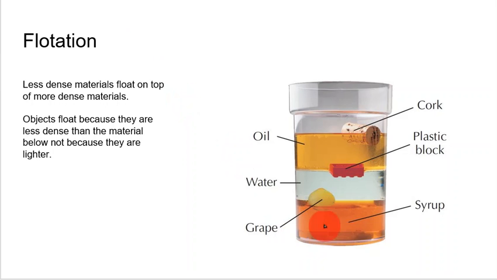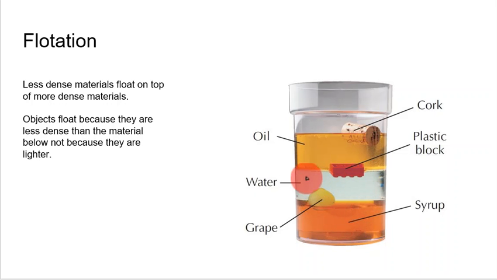If we look at this example here, we can see that all of the objects are made up of matter. This syrup is the most dense material, so it's sitting at the very bottom. The grape is sitting on top of that, so it can't sink down through it because the syrup is more dense than the grape. Sitting on top of that then you have water. Again, water is less dense than the syrup.